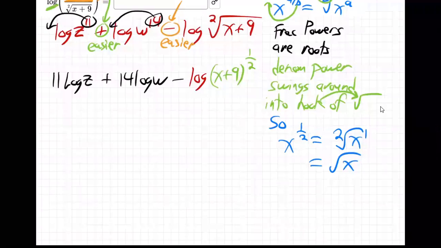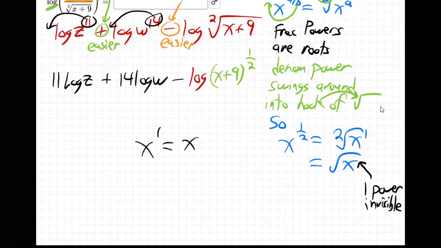Why? Because the 1 power is invisible, right? If you write no power on an x, you know it means 1. You don't have to write the 1 power, right? If I go x to the 1, that's the same as x. It's just a single x, right? First power. And likewise, did you know if you put nothing in the hook, there's an invisible 2.